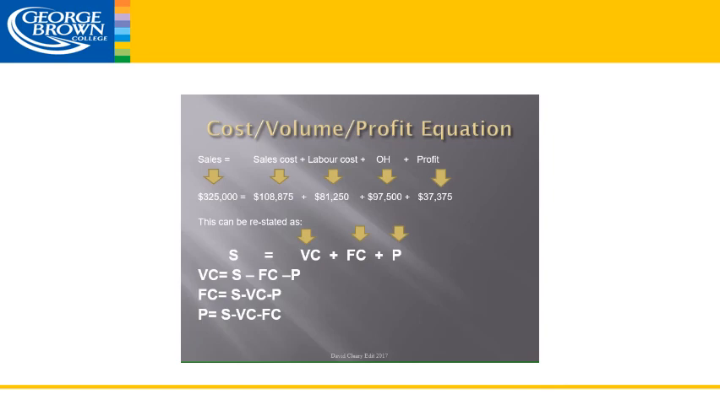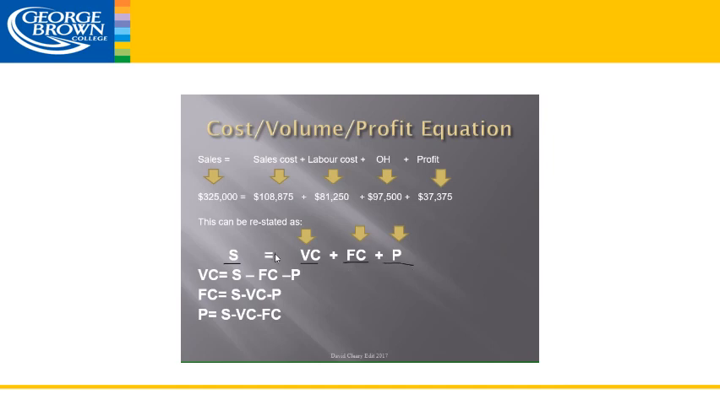Here I'd like to introduce to you the cost volume profit equation, and that is that sales equals your sales cost plus your labor cost plus your overhead plus your profit. We can restate this to be a little bit more simple. So I'm just going to bring up the pen here. There we go. Our sales equals our variable costs plus our fixed costs plus our profit.